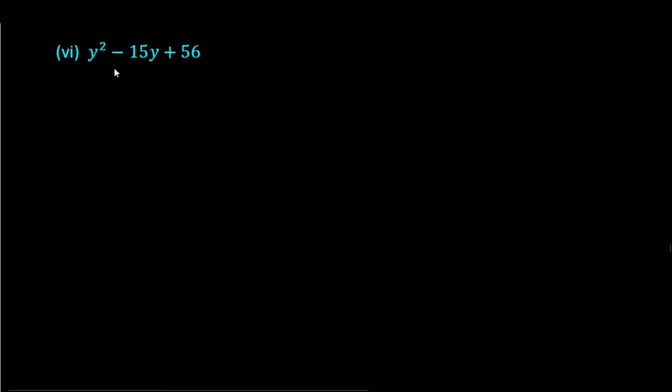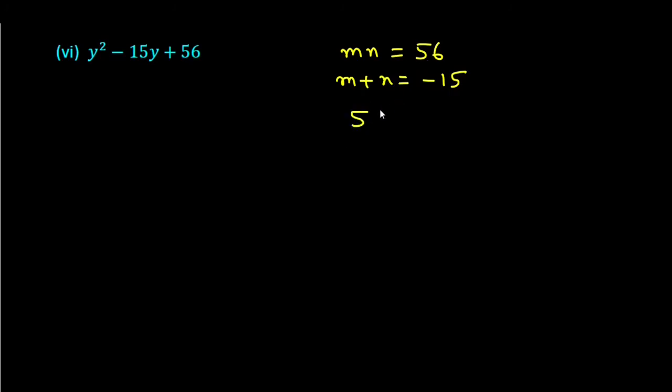Y square minus 15y plus 56. So we have to find factors of 56 whose sum is minus 15. If m and n are factors of 56 whose sum is minus 15, then m into n is equal to 56, m plus n is equal to minus 15. We have to find the factors of 56.